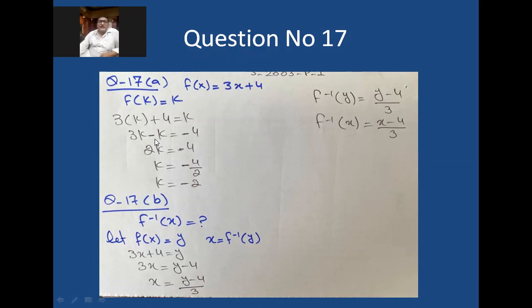So 3k minus k, this comes to this side, this 4 goes to the other side. So you will have 2k equals minus 4, and k will equal minus 4 by 2. k will be equal to minus 2. So this is the A part.